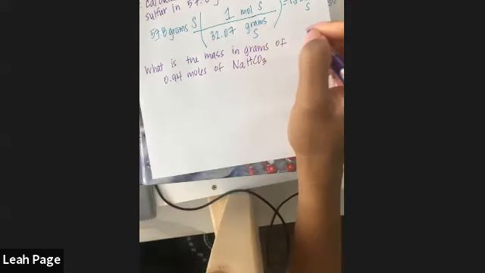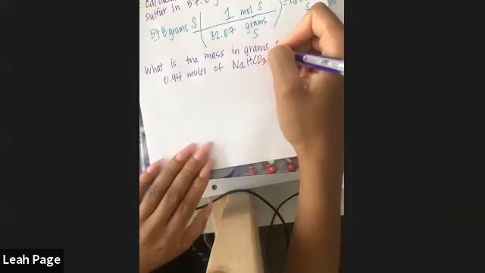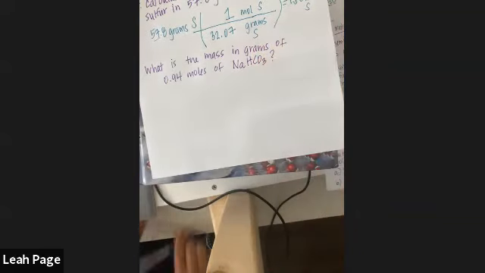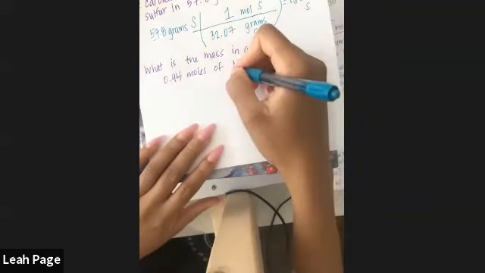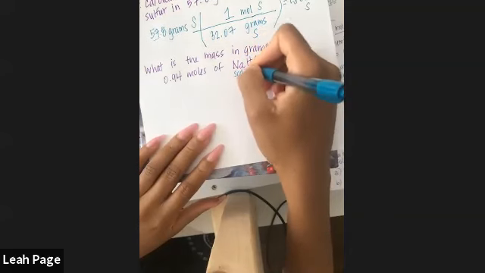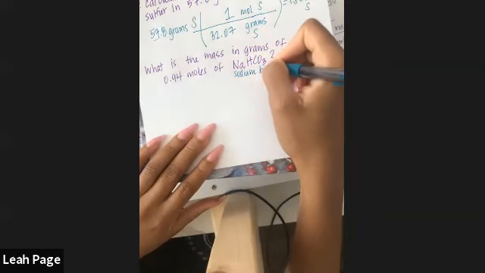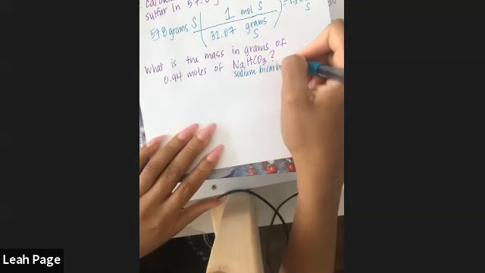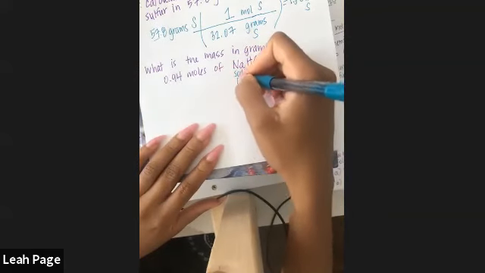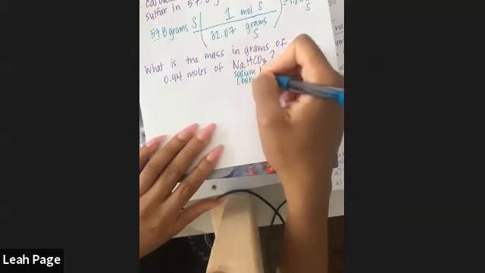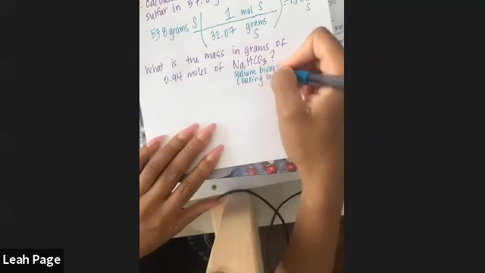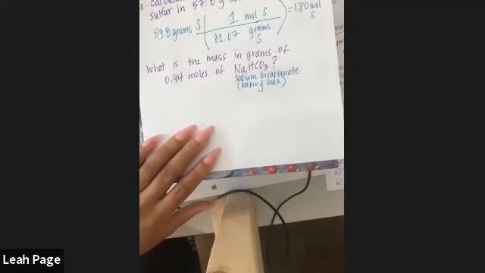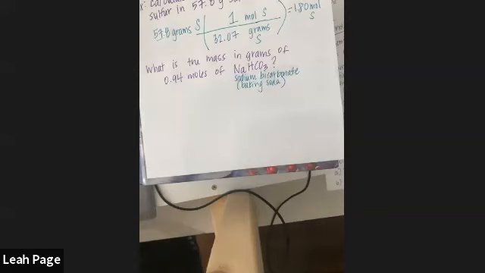Sodium bicarbonate is NaHCO3. The formula looks like this. And I'll just write it here, sodium bicarbonate. And sodium bicarbonate is baking soda. Like literally, if you look on the box of baking soda, it says sodium bicarbonate.